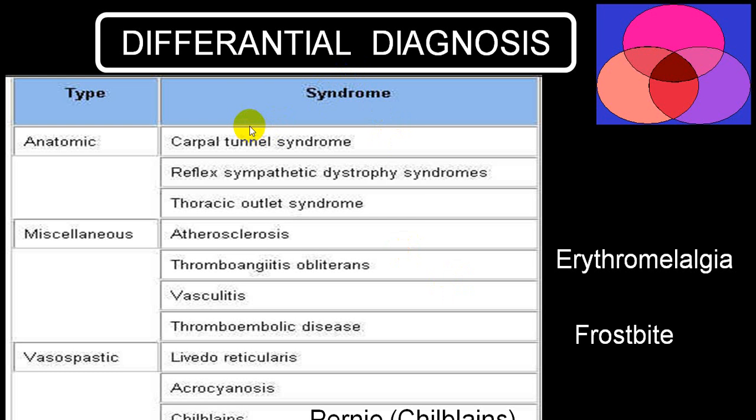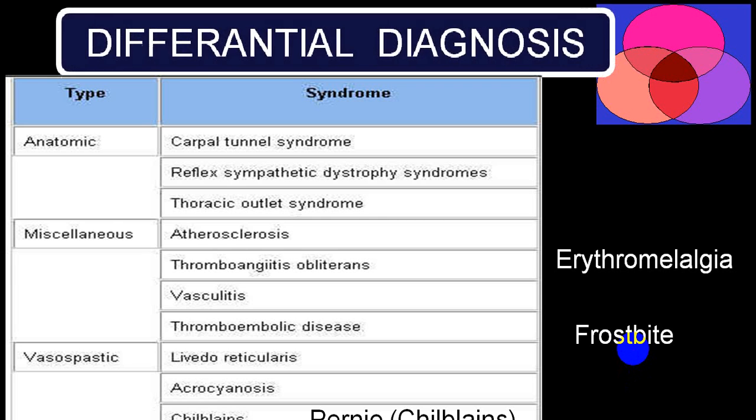Differential diagnosis: you will have to differentiate from other conditions which produce Raynaud's phenomena, like carpal tunnel syndrome, thoracic outlet syndrome. Also you can have it in TAO, vasculitis, etc. These are all necessary in secondary groups. So you will have to differentiate primary from secondary. Also you will have to differentiate cold injury like frostbite, chilblains, etc.